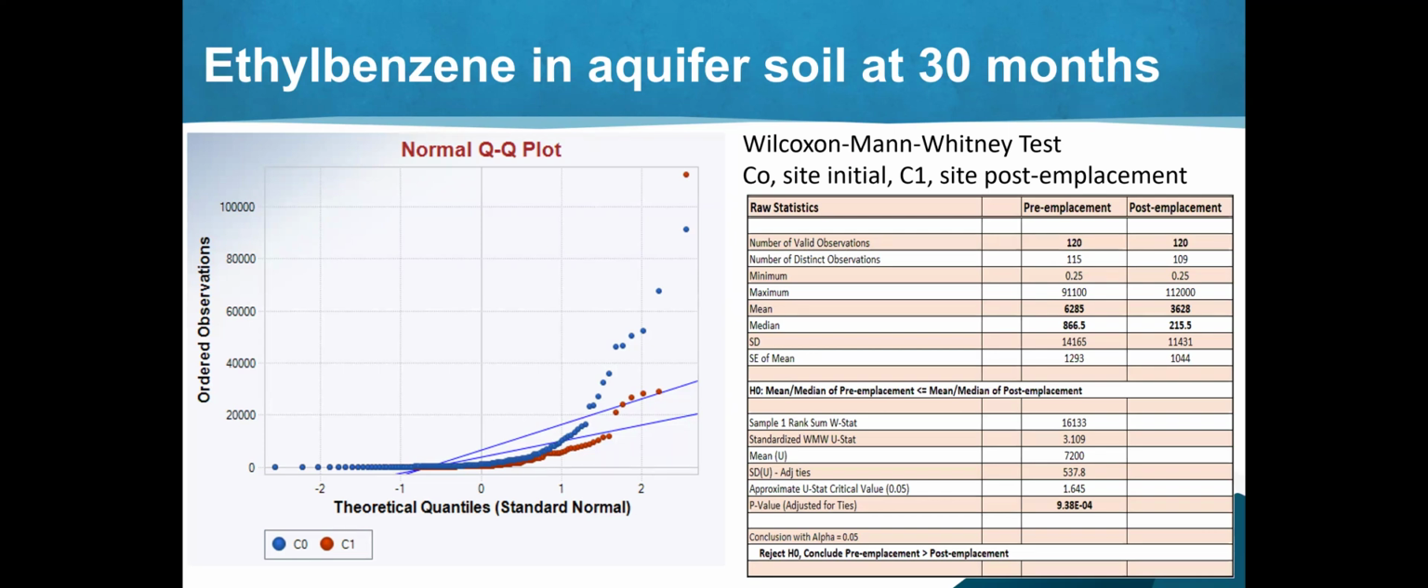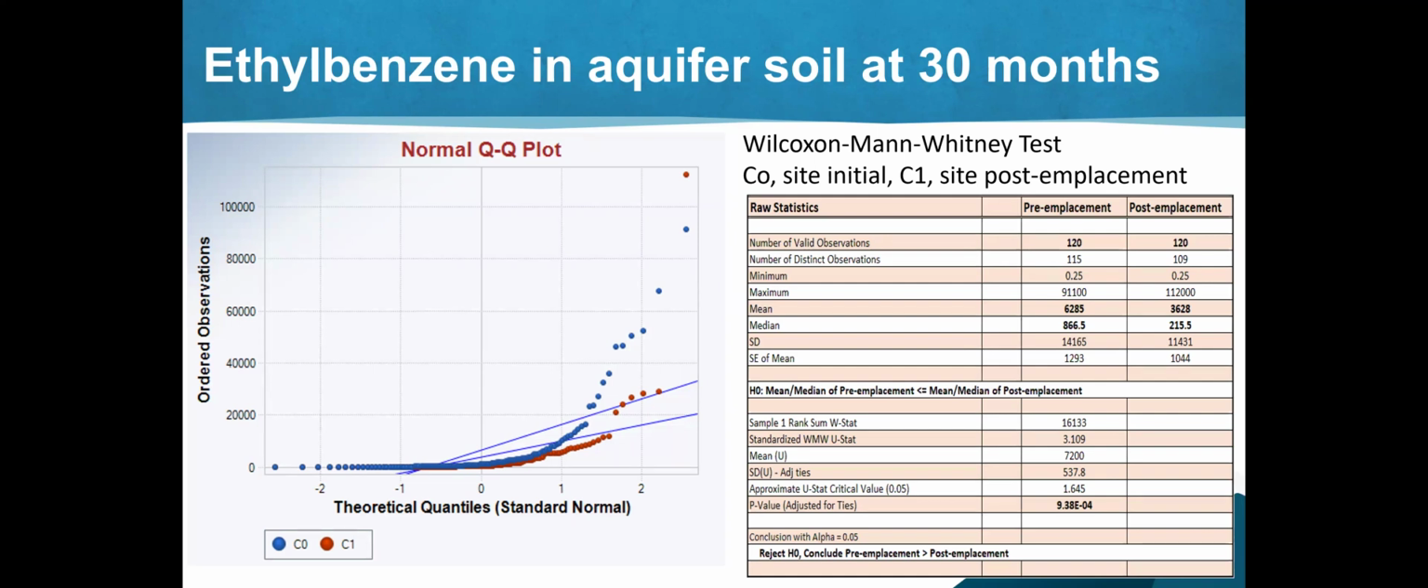Now, in this particular case, we had 120 samples. The distinct observations range from 115 to 9. And what I really want you to look at, you can go through all these numbers on your own. You'll see the mean dropped by roughly half. The median dropped by about 75%. You can see the standard deviation dropped.